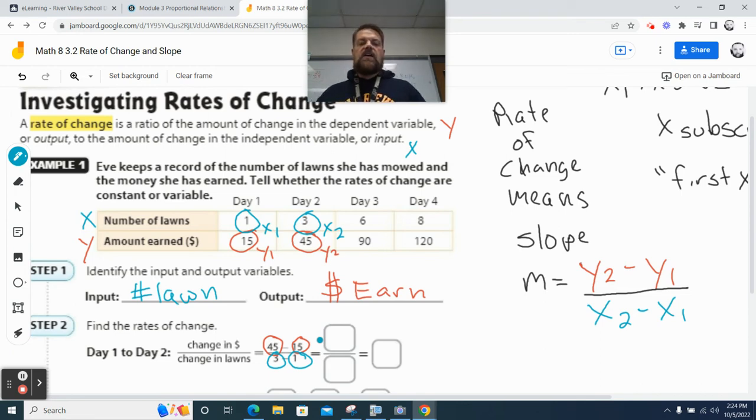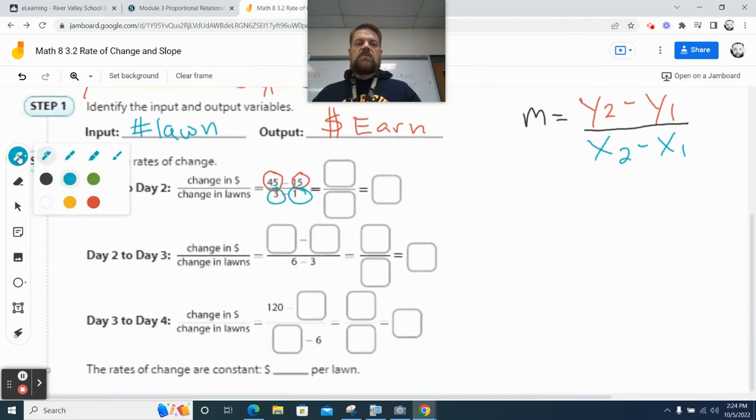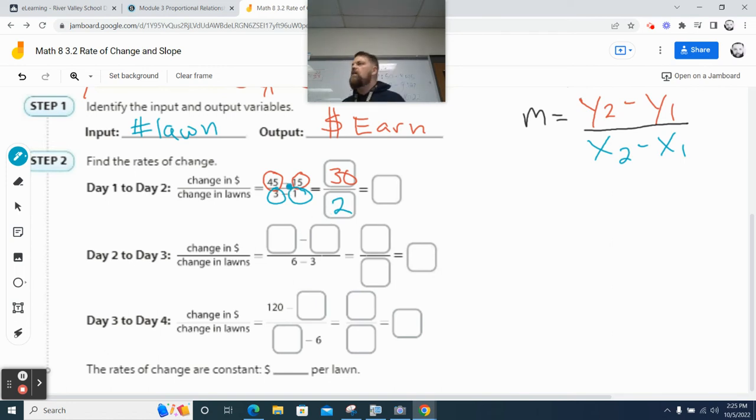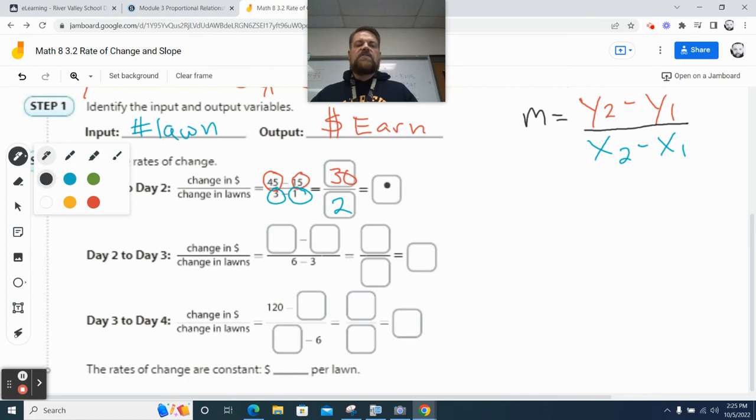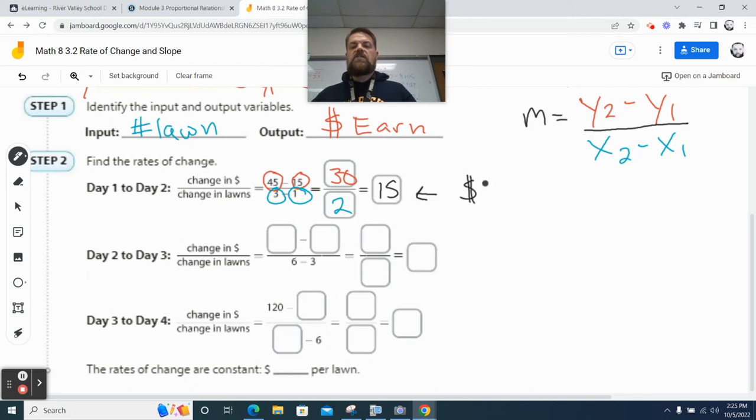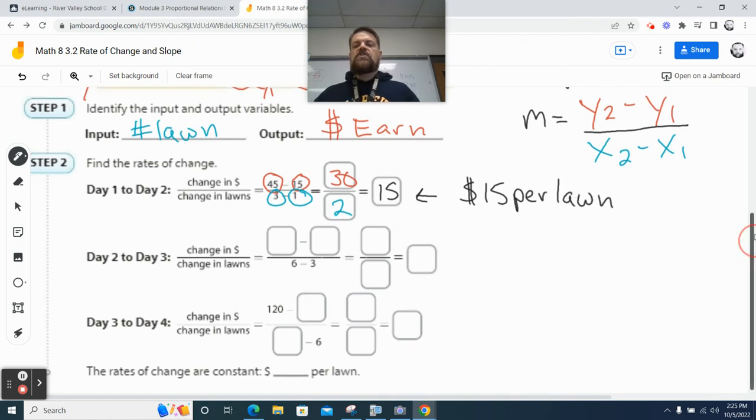All right. So what is 45 minus 15? Anybody know? 30. So we're going to say that this is 30. And what's 3 minus 1? It's 2. What's 30 divided by 2? 15. So what I discovered is that my rate of change is 15. In other words, she's getting $15 per lawn. That's what that means. Let's go and check.